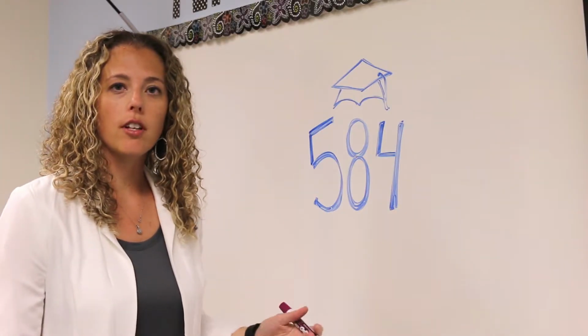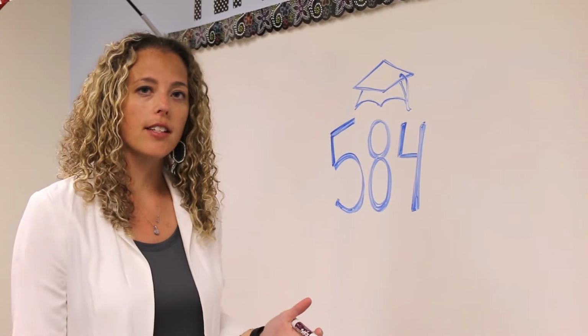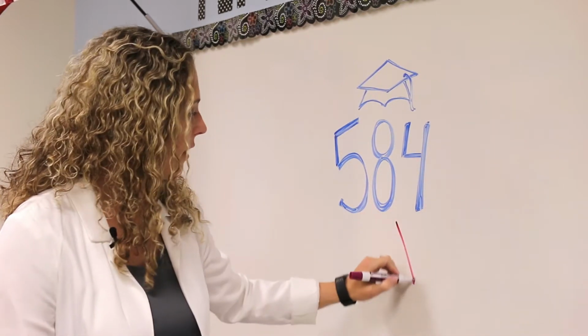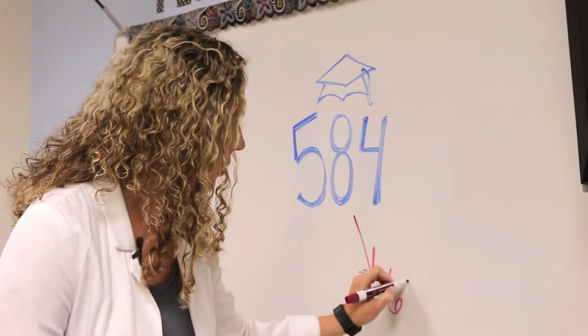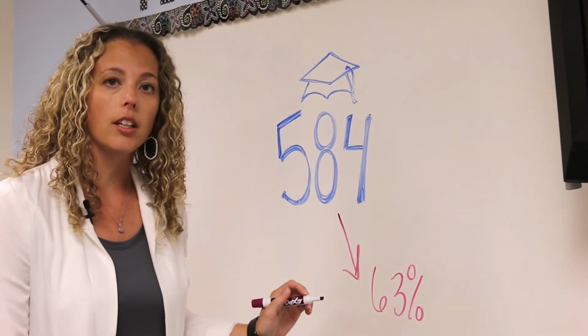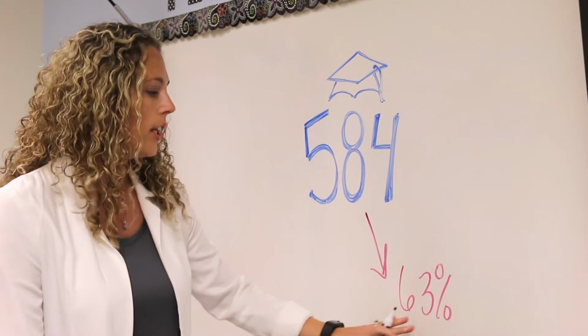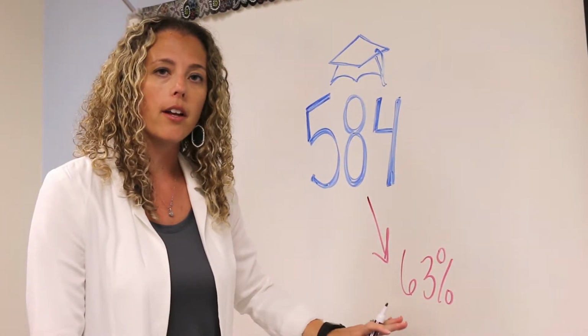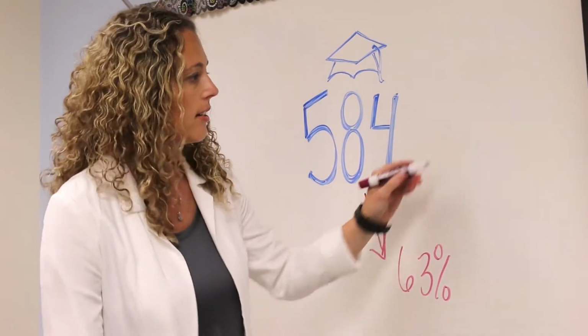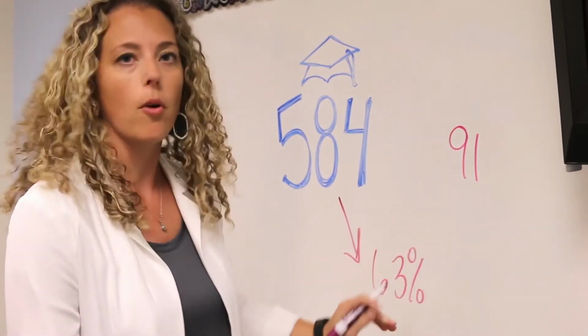Looking at our students that graduated in the class of 2017, we had 584 students. Looking at that group of students, 63% of them met the college, career, and military readiness on at least one indicator. So looking at this number, again, we're going to plug this into the scaling tool provided by TEA, and that gives us a 91 for this part of Domain 1.